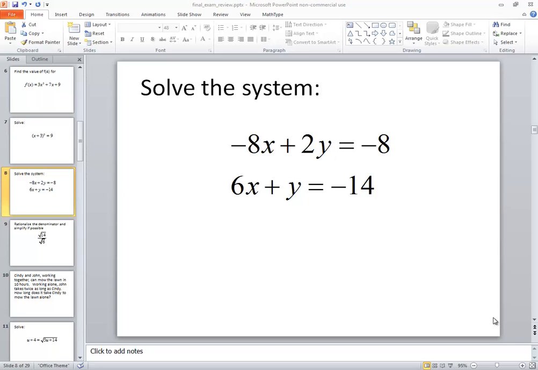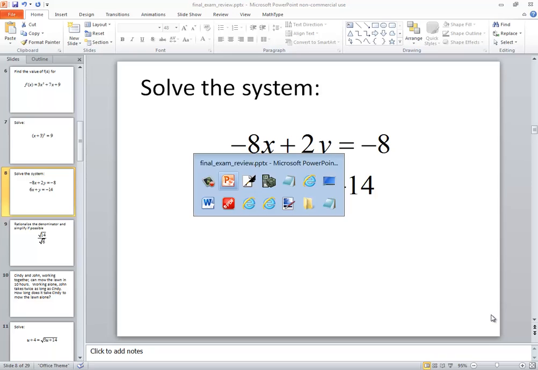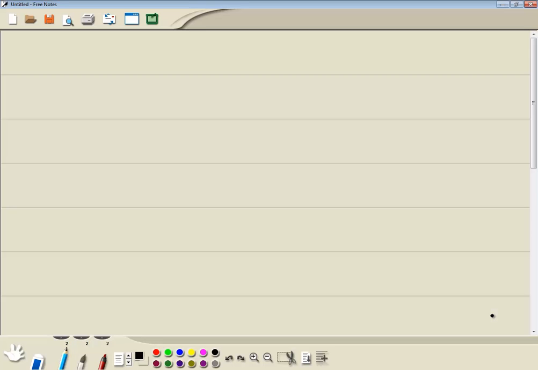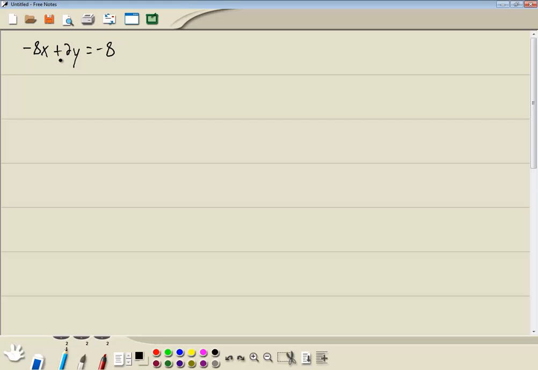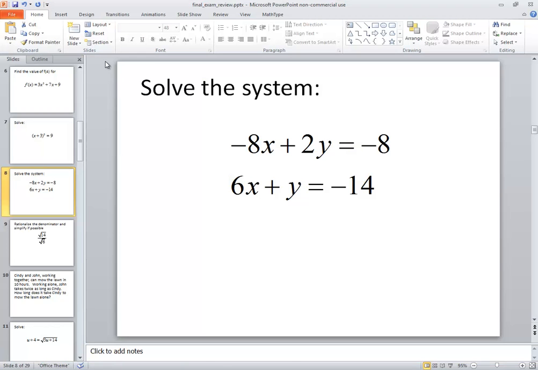Let's take a look at this problem. We want to solve this system of equations. We got negative 8x. So I'm going to give a pen to work. There it goes. Negative 8x plus 2y equals negative 8, and 6x plus y equals negative 14.